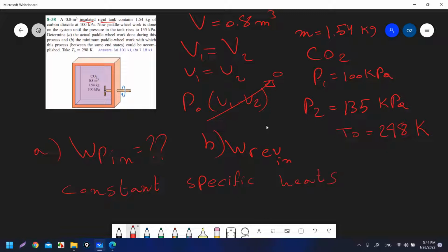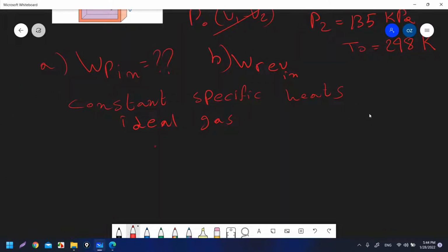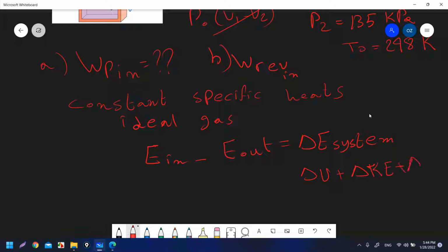Okay, and we will treat the air or the carbon dioxide as an ideal gas. Okay, let's find part A. We said we will do an energy balance: E in minus E out equals delta E system. Delta E system means delta U plus delta KE plus delta PE, but we don't have any kinetic or potential energy change. There is no elevation, there is no velocity, so these terms are zero. Delta U will be remaining.